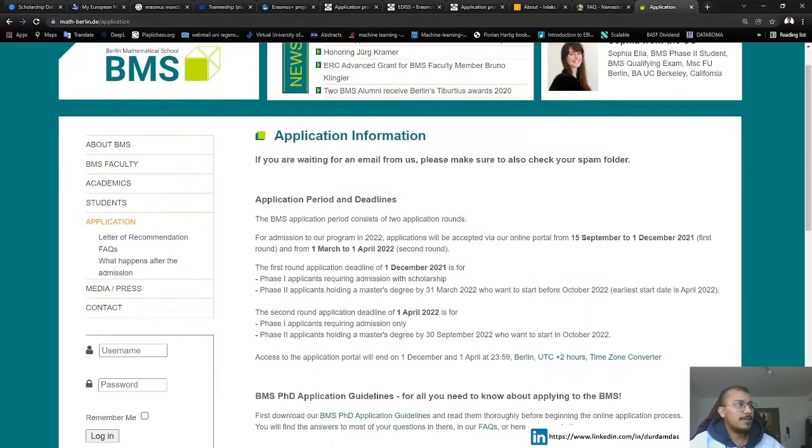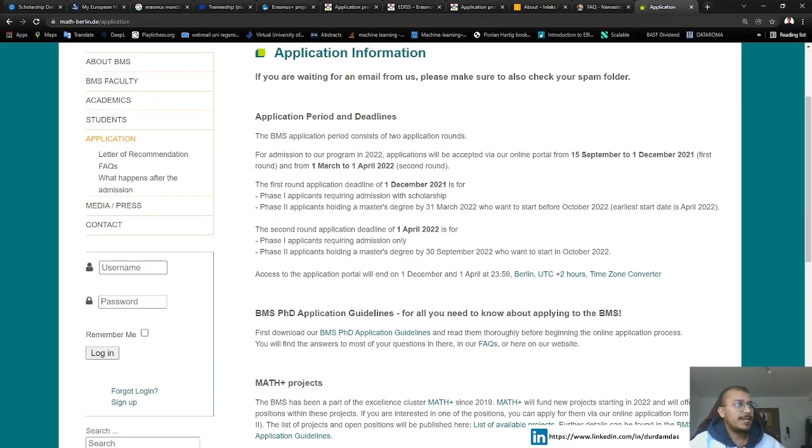So you can see that for the year 2022, the application portal will open soon, and currently it's open. So from 15th September to 1st of December is the first round, and from 1st March to 1st April, it's the second round. So currently the first round applications are open, and these are the deadlines. 1st December 2021 is the deadline, and 1st April 2022 is the deadline. So in case you do not make it in the first round, you can also apply to the second round. You still have time to prepare your applications.